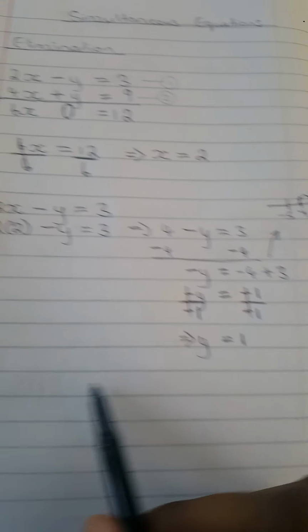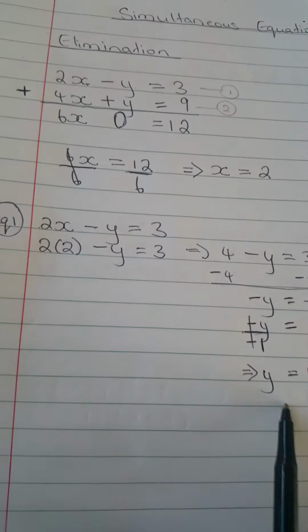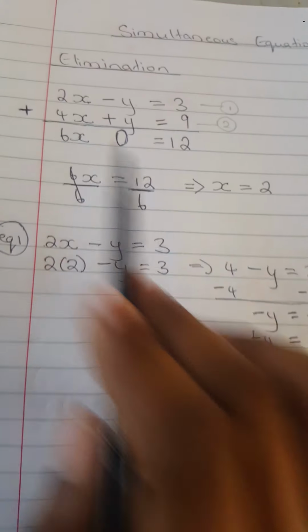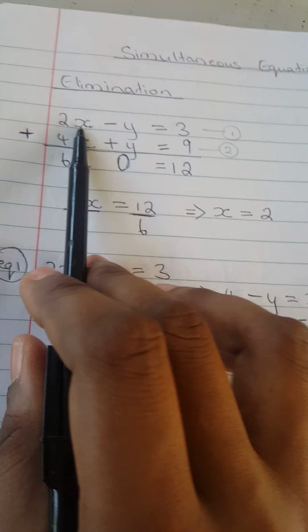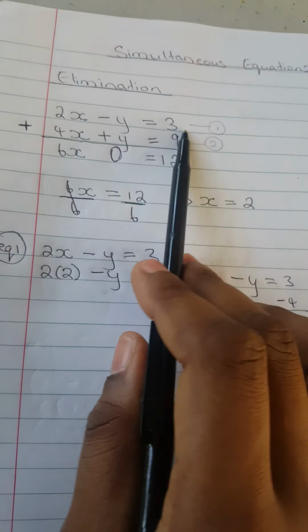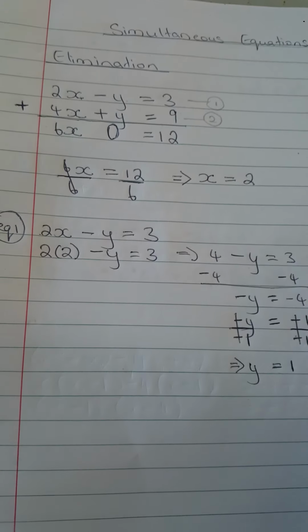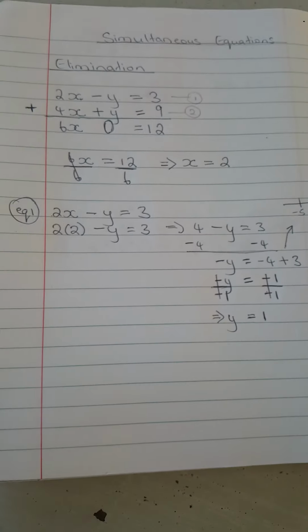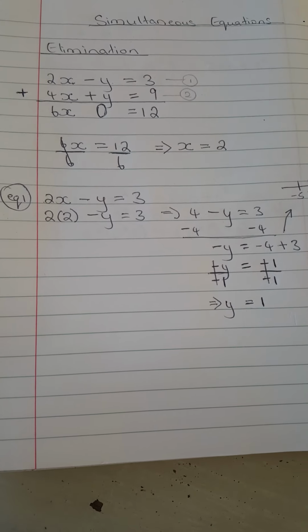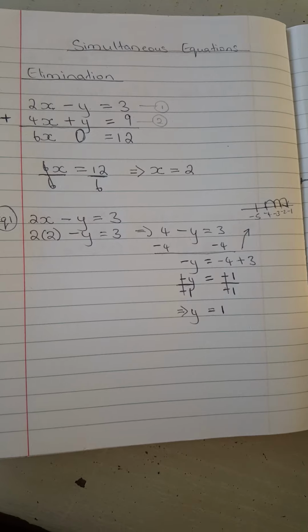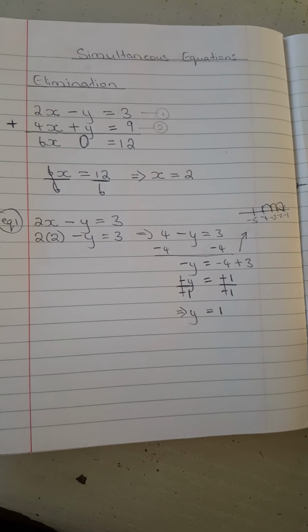So you can always check back. So we found x to be 2, y to be 1. So when x is 2 and y is 1, so 2 times 2 is 4 minus 1, which we got down here, is equal to 3. So that means it is true. You can always test it with the other equation to see if it truly makes sense. But this is how you do the questions with the elimination method.